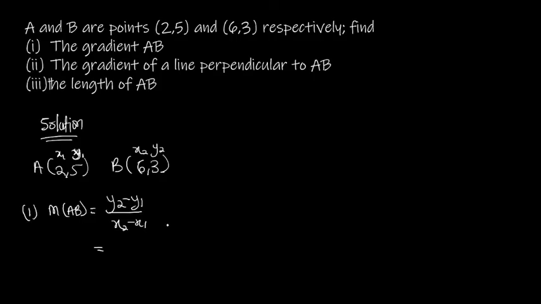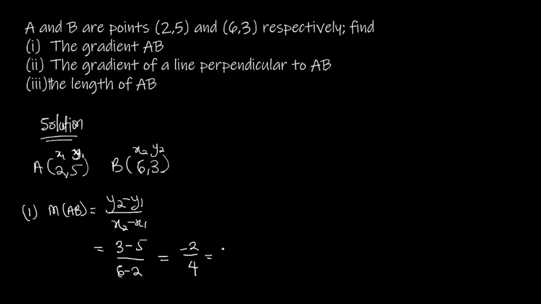So this is equal to my y2 is 3 minus my y1 is 5, all over my x2 is 6 minus x1, which is 2. So this gives me 3 minus 5 will give me a negative 2, and then 6 minus 2 will give me 4.